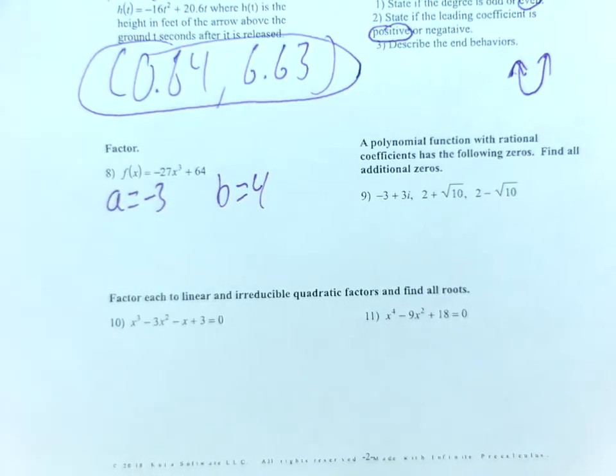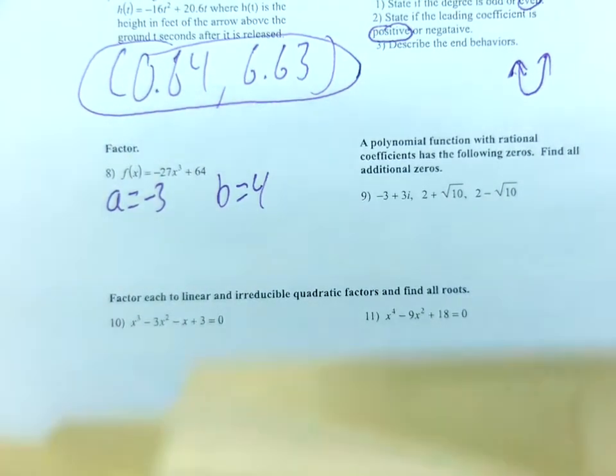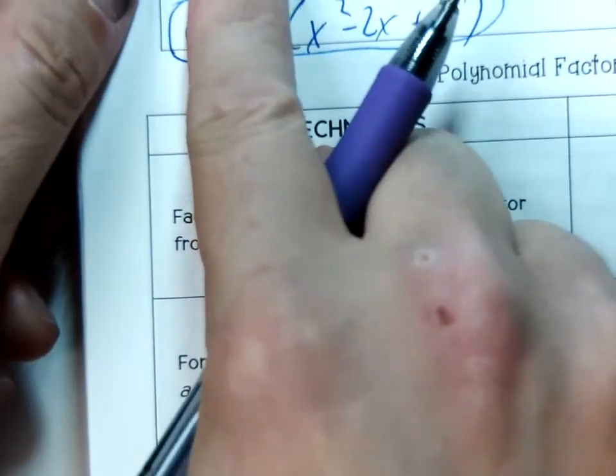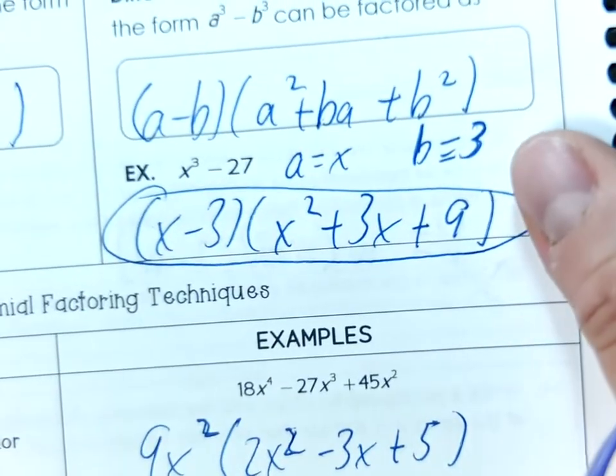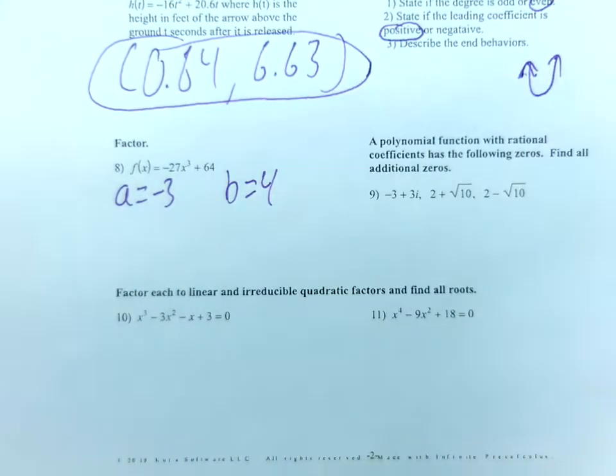page 118, and we're talking about factoring. So we're looking at this sum of cubes, page 118, and then this as well, difference of cubes. But this one's sum of cubes because it's a plus in between.